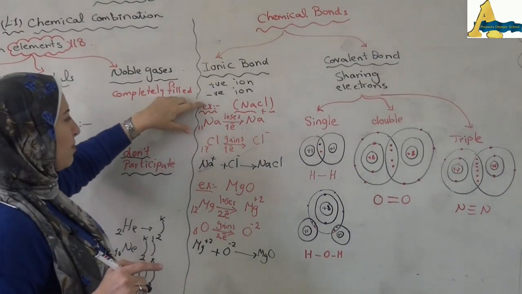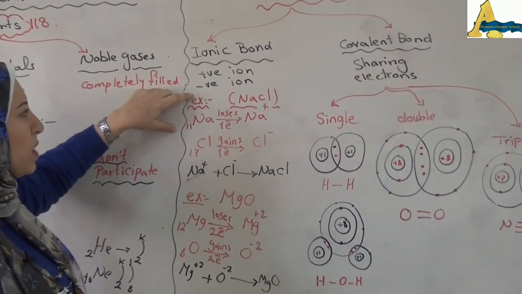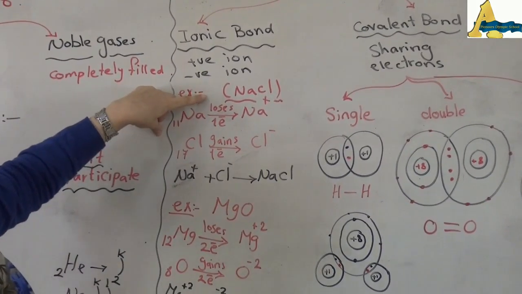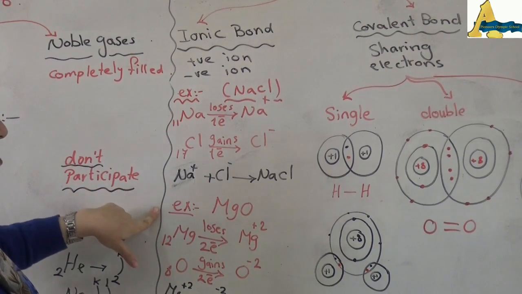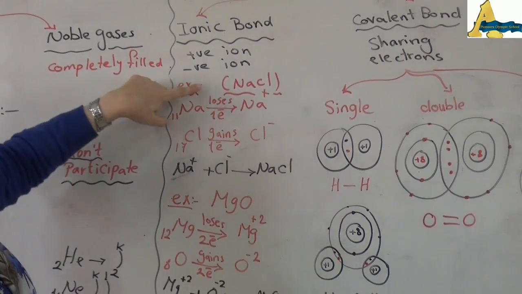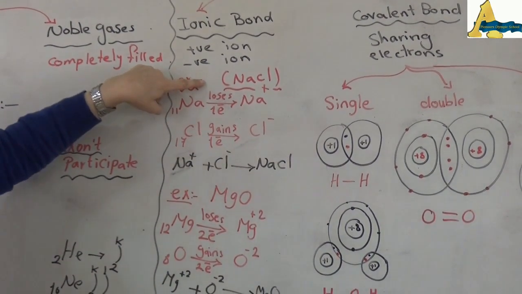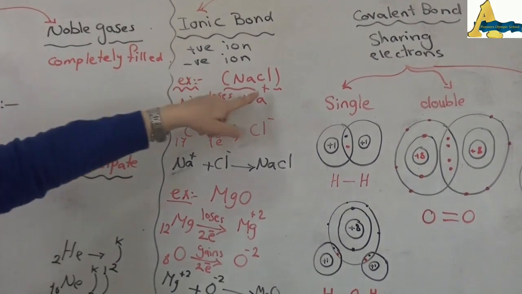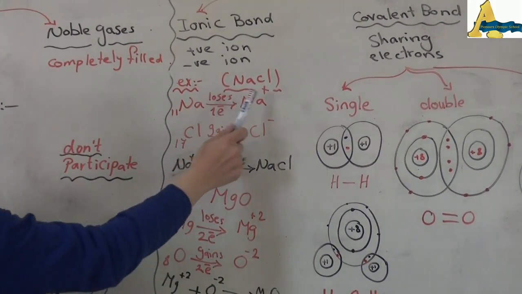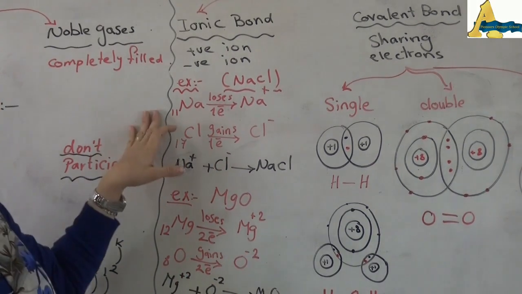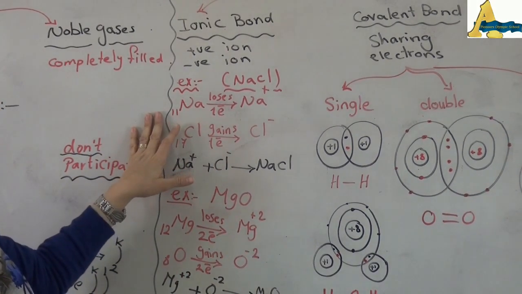According to the examples for the ionic bond, we have two examples: formation of sodium chloride molecule and formation of magnesium oxide molecule. Sodium chloride, NaCl, is formed due to the combination between sodium and chlorine. Sodium is a metal, chlorine is a non-metal. So sodium Na 11 will be distributed as 2, 8 and 1.